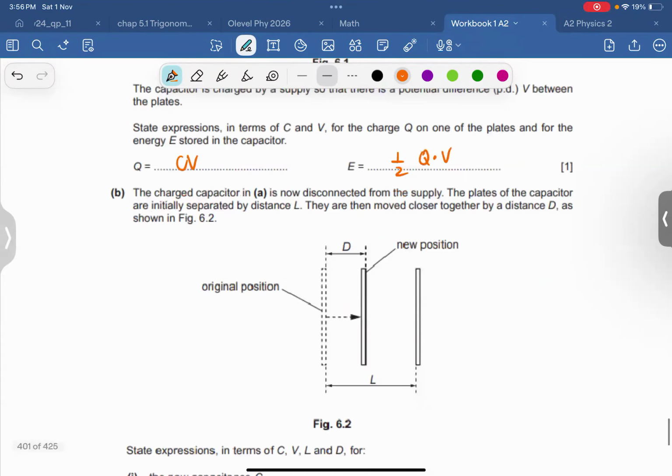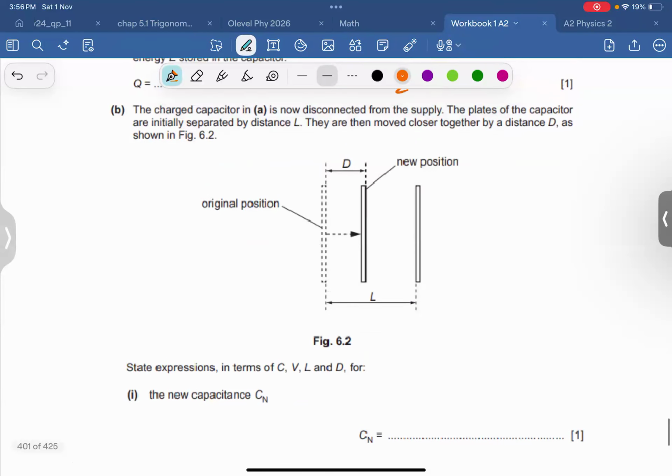Now they're saying that the capacitor in the circuit, the charge in the capacitor, is now disconnected. The plates of the capacitor are initially separated by the distance L. They are now moved closer together by the distance D as shown in the figure. The original position, now the new position. State and explain the variation in terms of C, V, L, and D for the new capacitance.